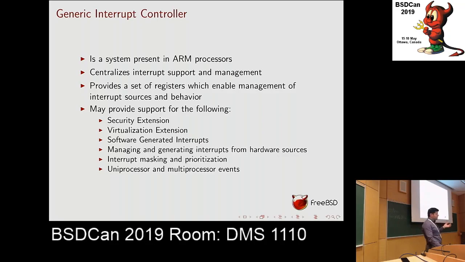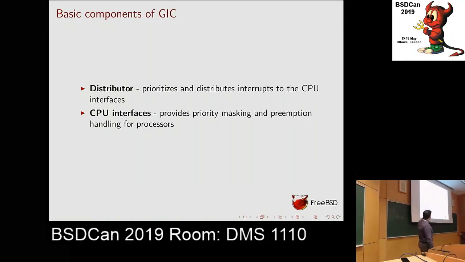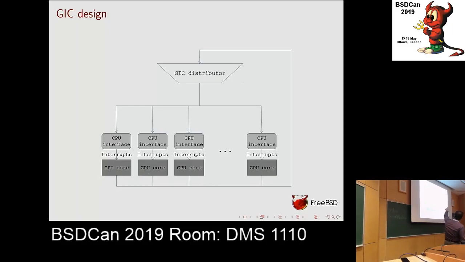It centralizes all the interrupts and provides support for managing them. And it is also available for different running modes. You see here the virtualization extension. This is of particular interest for us because you'll see that we have some support for virtualizing the interrupt controller. The basic components of a GIC are the distributor, which basically receives the interrupts in order to prioritize them and distribute them to different CPUs on the board. And we have the CPU interfaces, which provide priority masking and preemption handling for processors. Here is our schema. So we have the GIC distributor, and the GIC distributor basically sends the interrupts to the specific CPU core. But before the CPU core, we have the CPU interfaces, which are managing these interrupts. Okay. So we have one distributor and a number of CPU interfaces equal to the number of cores, one for each core.